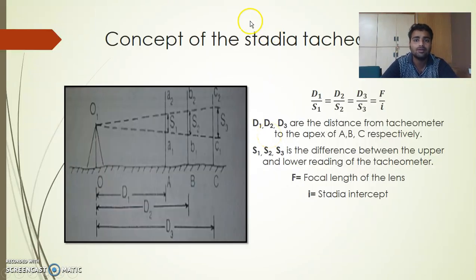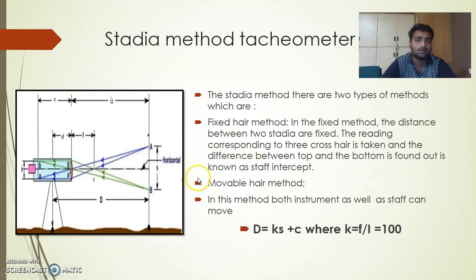So further we move on and we use the stadia tacheometry. It is generally the similarity method. I told you it uses the concept of isosceles triangle. So D1, D2, D3 are the distances of points A, B, and C from the apex, at the point of the tacheometer O, and S1, S2, S3 are the stadia intercepts. This is the stadia 1, 2, and 3. So this stadia method we can use, and it is of two types, fixed hair method and movable hair method.